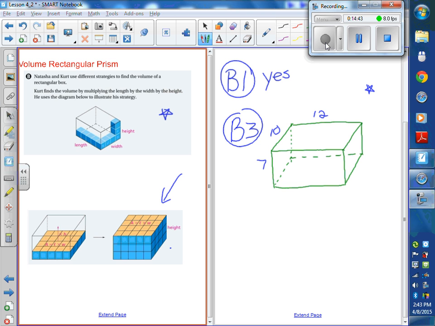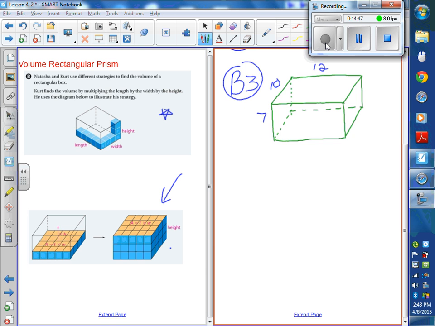So now how do you do the volume there? So what would you do, Scout? To find the volume, I would do 10 times the depth times the height. Okay, so you mean the depth times the width. So 10 times 12. 10 times 12.